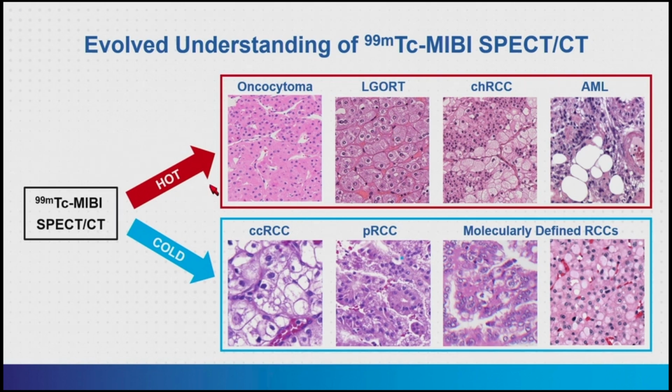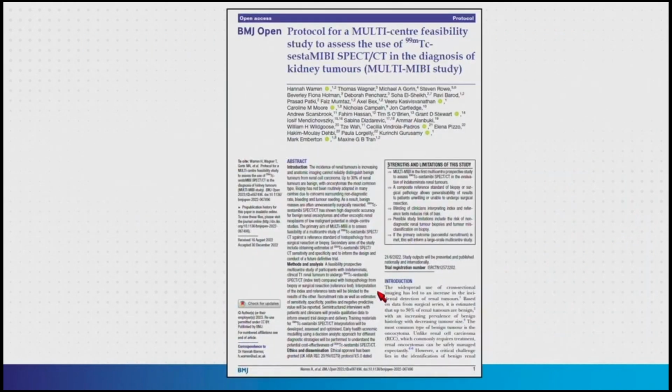So the way that we currently think about the scan is that if it's hot, it's either an oncocytoma or one of these things. So it's either benign or behaves very benign. And if it's cold, then it's a clear cell RCC or one of the other potentially aggressive forms of kidney cancer. So to date, all the work that's been done is either single center or retrospective in nature.